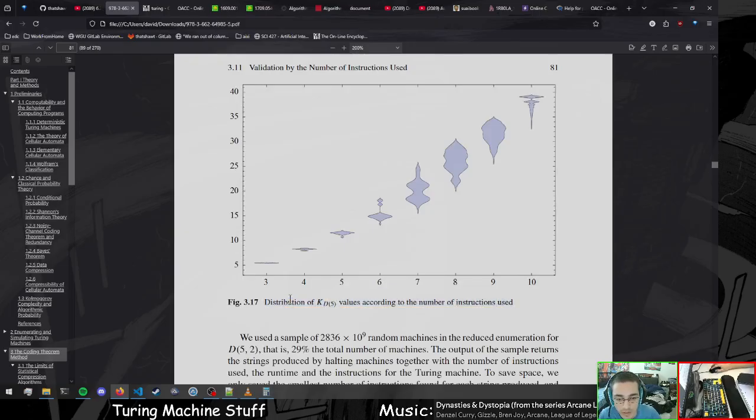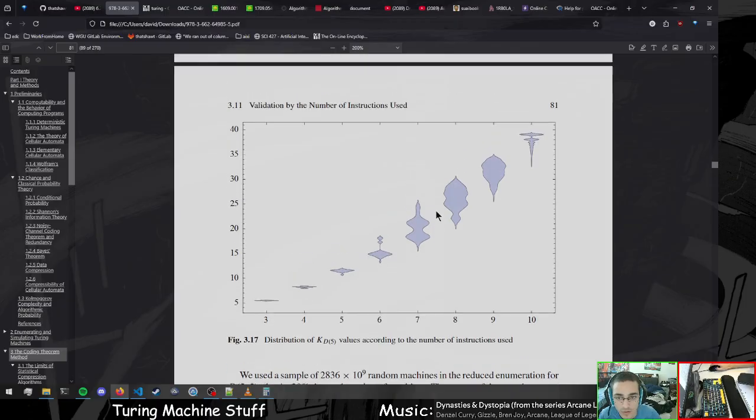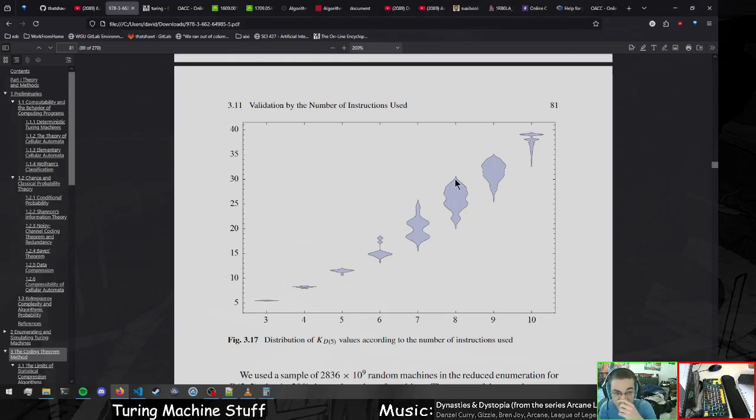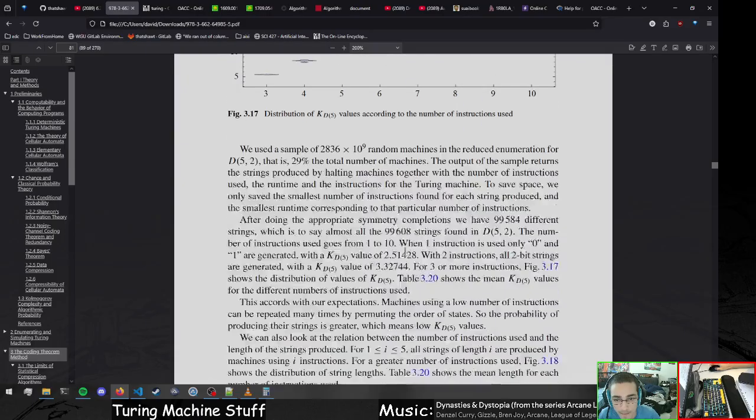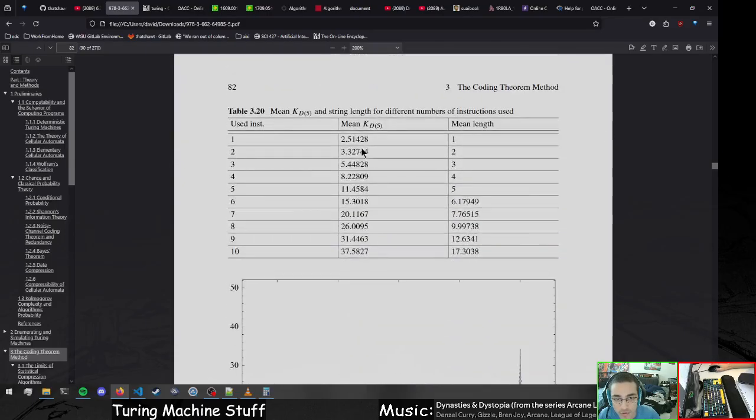Distribution of the complexity values according to the number of instructions used for 5. So if they used all the instructions, they were more complex. So just by halting and knowing the number of instructions that it used, you can estimate the complexity. So that's pretty cool. That is pretty cool. So if you used 3 instructions, it was pretty low complexity. And yeah. That is pretty cool, actually.